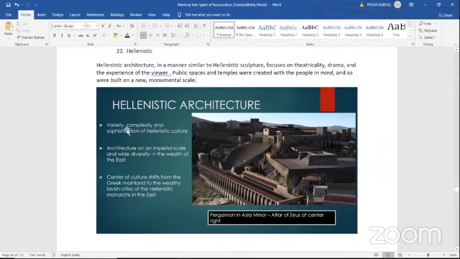If you see a building which looks small, I mean normal, it doesn't look dramatic from outside. It may be on the inside, but not so outside. That's why for Hellenistic architecture, I've not written it in detail because it mostly deals with Greek architecture, the Greek mainland. The center of culture shifted from the Greek mainland to the wealthy, lavish cities of the Hellenistic monarchs in the east. It is mostly an exaggerated version. Pergamon in Asia Minor, altar of Zeus at Pergamon.